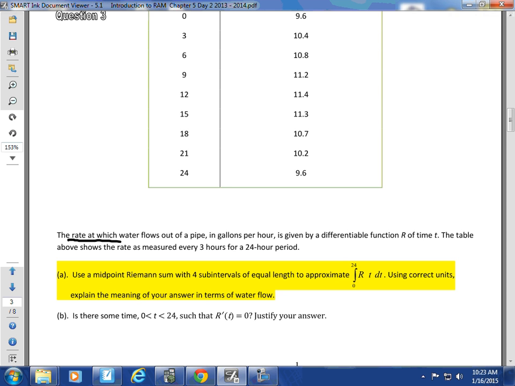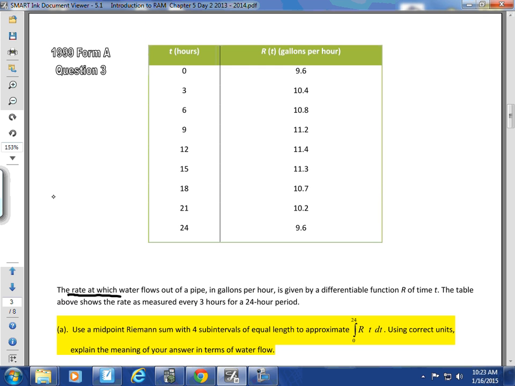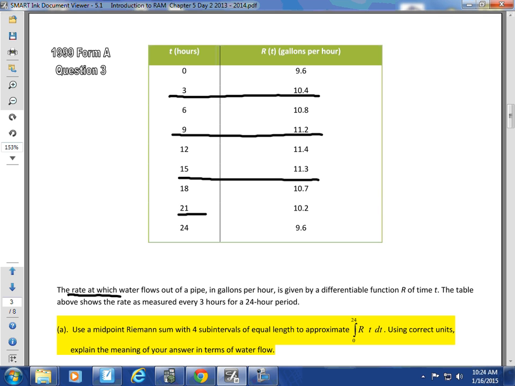Use a midpoint Riemann sum with 4 subintervals of equal length to approximate the integral from 0 to 24. Using correct units, explain the meaning of your answer in terms of the water flow. So if we're going to use 4 subintervals over 24 hours, how long is each subinterval? 6 hours. And I want midpoints, so which of the heights am I going to use in this situation? I'm going to use the 3, the 9, the 15, and the 21.